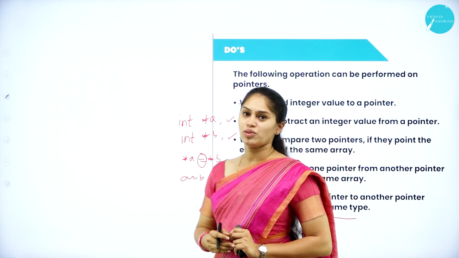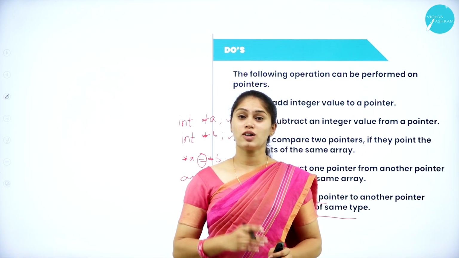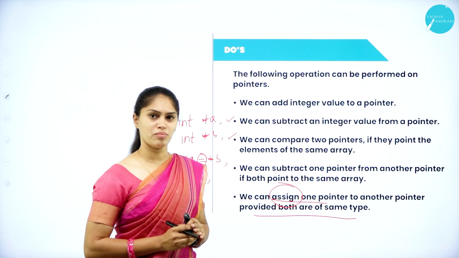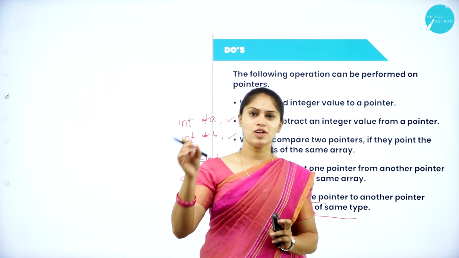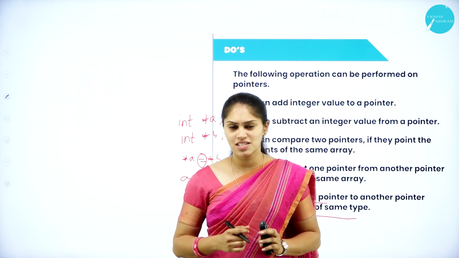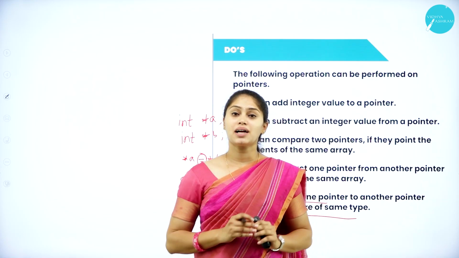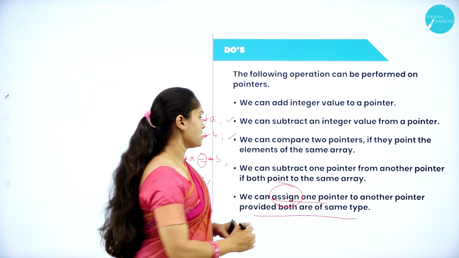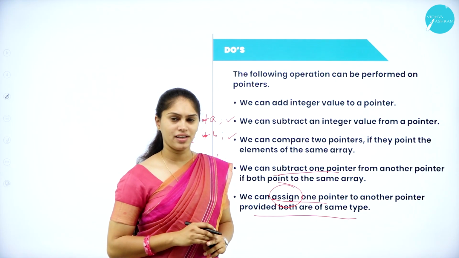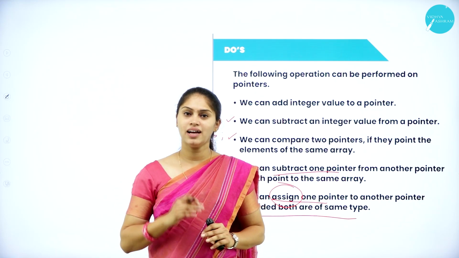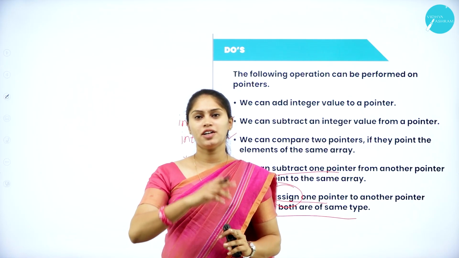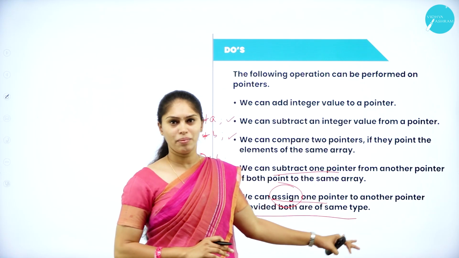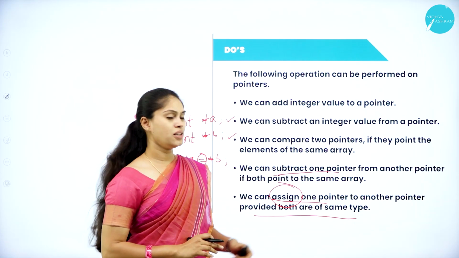Okay. So now we have to remember all these operations, and it is also important for a 3-mark question. Mention any 3 operations which can be performed on the pointer. I can add an integer value to the pointer, I can subtract an integer value from the pointer, and I can compare the pointers if both are pointing to the same array, and also I can subtract one pointer from another pointer if both are pointing to the same array. After that, I can assign one pointer to another pointer if both are of the same data type. So these are the operations that I can perform on the pointers.